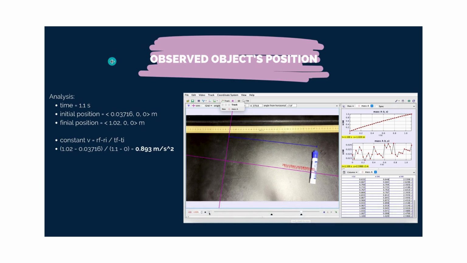For our analysis, it was noted that the time duration was 1.1 seconds, and our initial position for the object was 0.03716 meters, and then our final position was 1.02 meters. To calculate our constant velocity, like we said in the beginning slides, we noted that our final velocity was going to equal our initial velocity, which is just equaling our average velocity. So this can be set up as the change in position over the change in time. And once I plugged in those values, I ended up with the velocity being 0.893 meters per second squared.